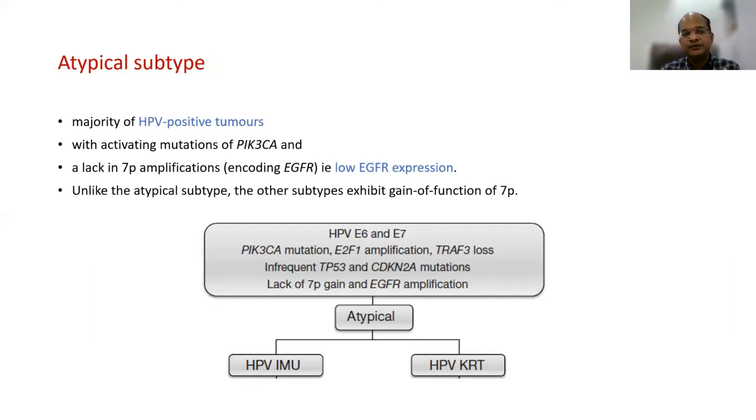There will be a lack of mutation and amplification in chromosome 7p, the region where EGFR is located. So because of the lack of amplification, there will be low expression of EGFR. So this tumor may not benefit from the anti-EGFR cetuximab therapy, which is currently available.